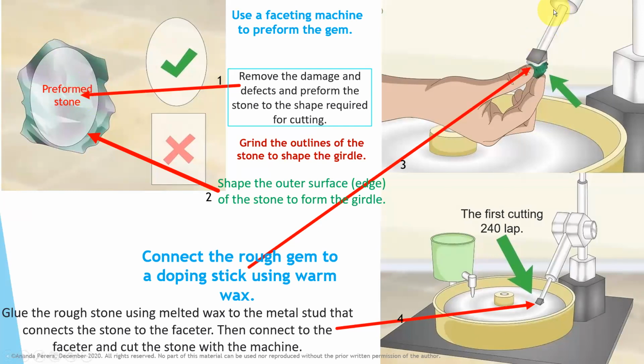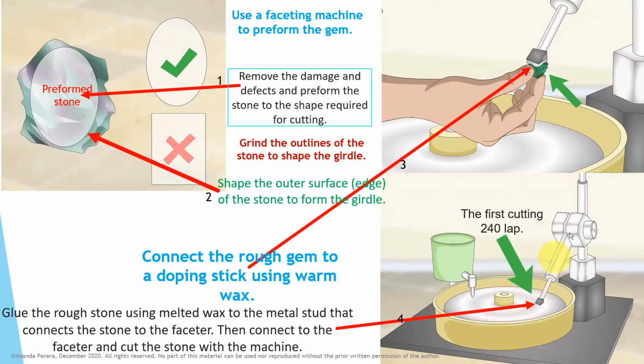This is the stick. Then number 4 is using the 240 lap. This is the rough lap. 240 is the standard size. So we are using this to cut the faceting. Glue the rough stone using melted wax to the metal stud that connects the stone to the faceter. Then connect to the faceter and cut the stone with the machine here.